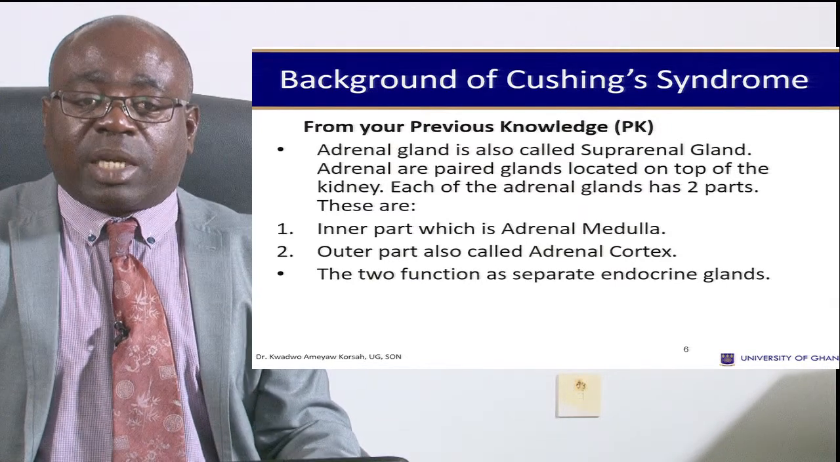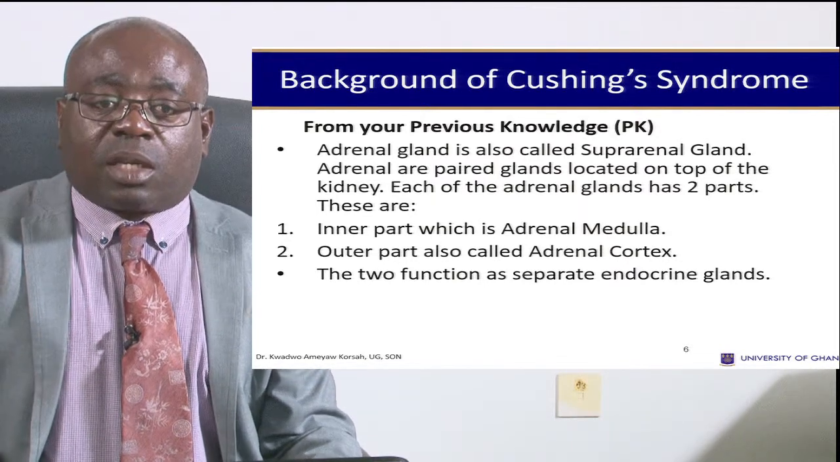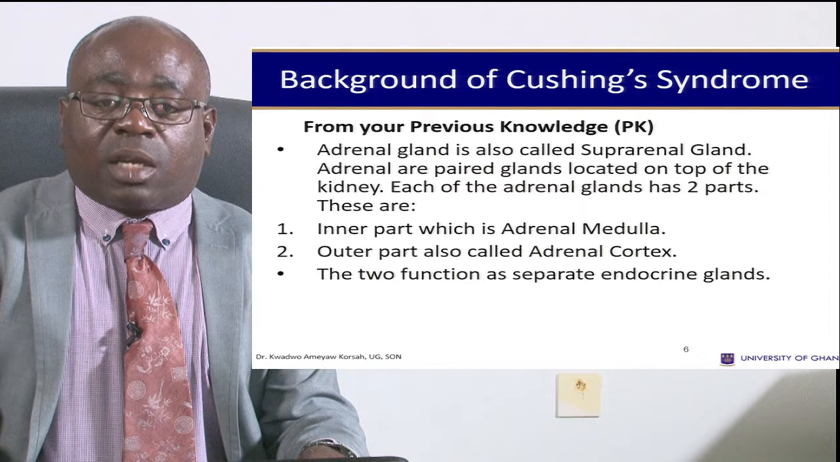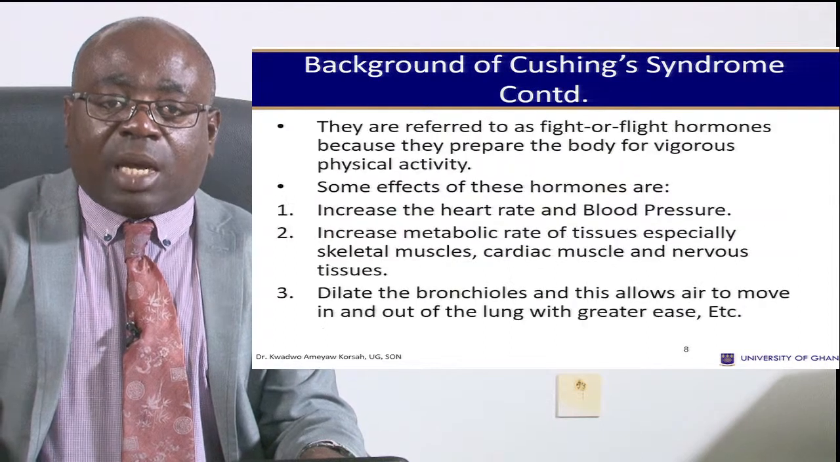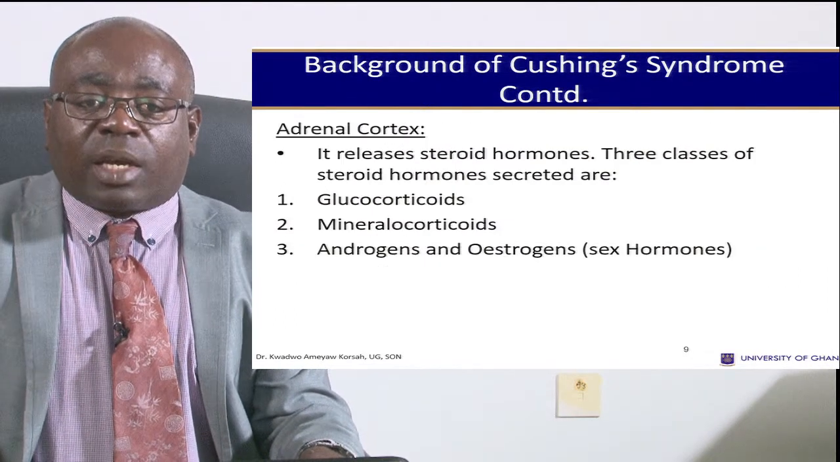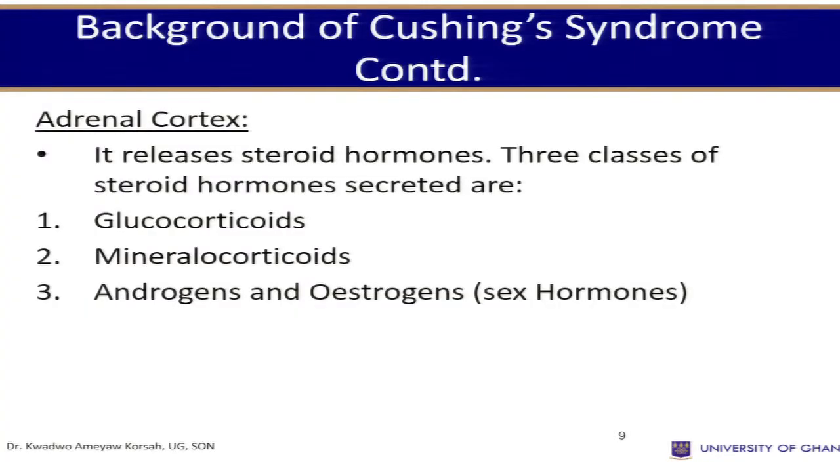You remember that from your anatomy and physiology. You have the adrenal medulla, which is the inner part, and the outer part is the adrenal cortex, and the two function as separate endocrine glands. The adrenal cortex releases steroid hormones, and three classes of steroid hormones are secreted by the cortex. These are the glucocorticoids, the mineralocorticoids, and then the androgens and estrogens, which are the sex hormones.